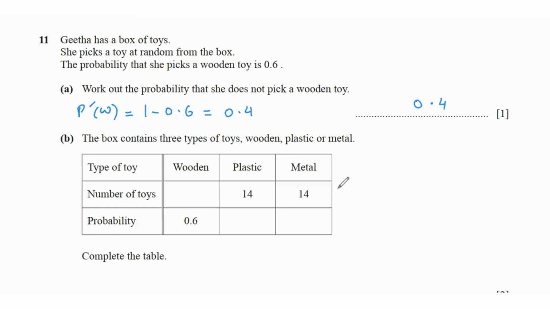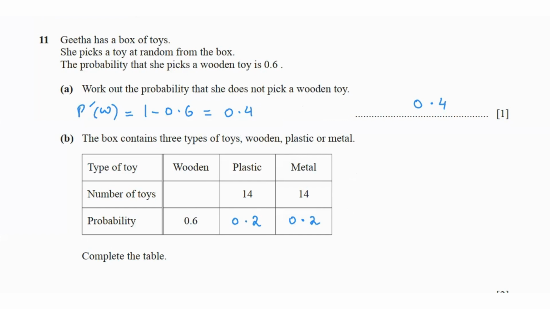Next part: the box contains 3 types of toys, wooden, plastic, or metal. The number of plastic and metal toys is equal, and the probability of wooden is 0.6. We already found the probability of it not being wooden, which is 0.4. Since the number of plastic and metal toys are equal, the probabilities are also equal. So we divide 0.4 between these two, which makes it 0.2 for each category.